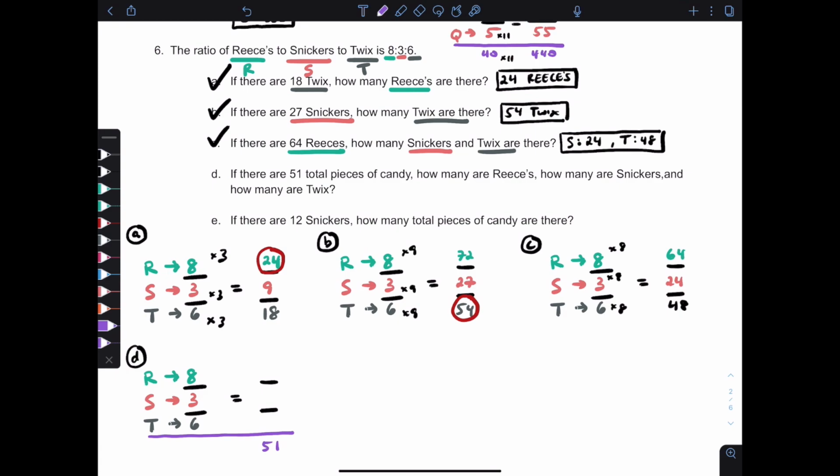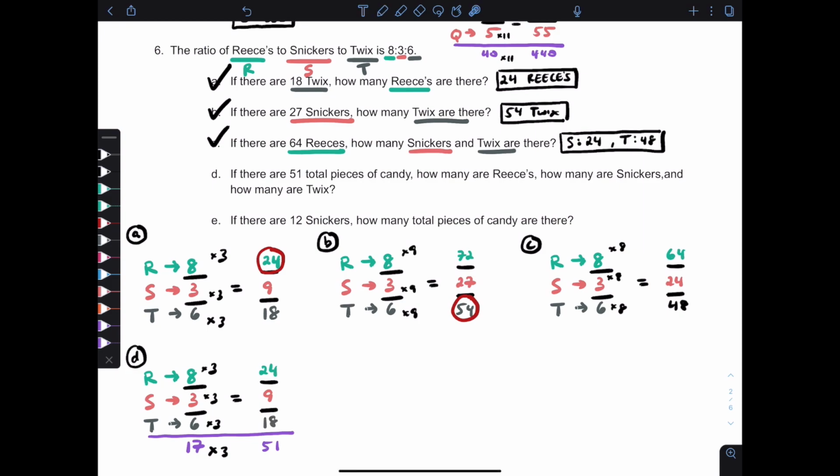51 is the unknown. The total of the unknown. What's the total of what we do know? 8 plus 3 is 11. 11 plus 6 is 17. Okay. The total that we do have is 17. So 17 times what is 51? Times 2 is 34. Times 3, that's another 17. That's 51. Okay. It's times 3. And so this is times 3, and this is times 3, and this is times 3. 8 times 3, 24 Reese's, and there would be 9 Snickers and 18 Twix.